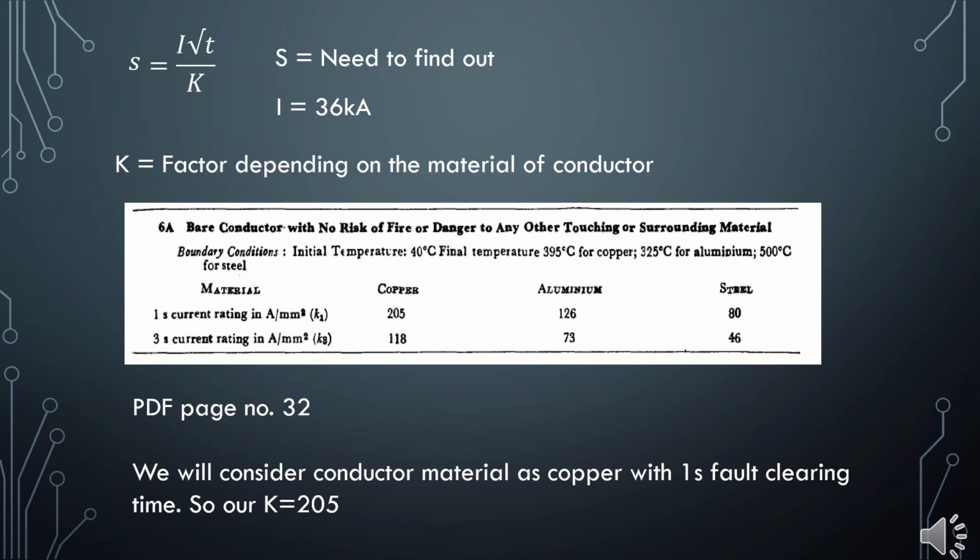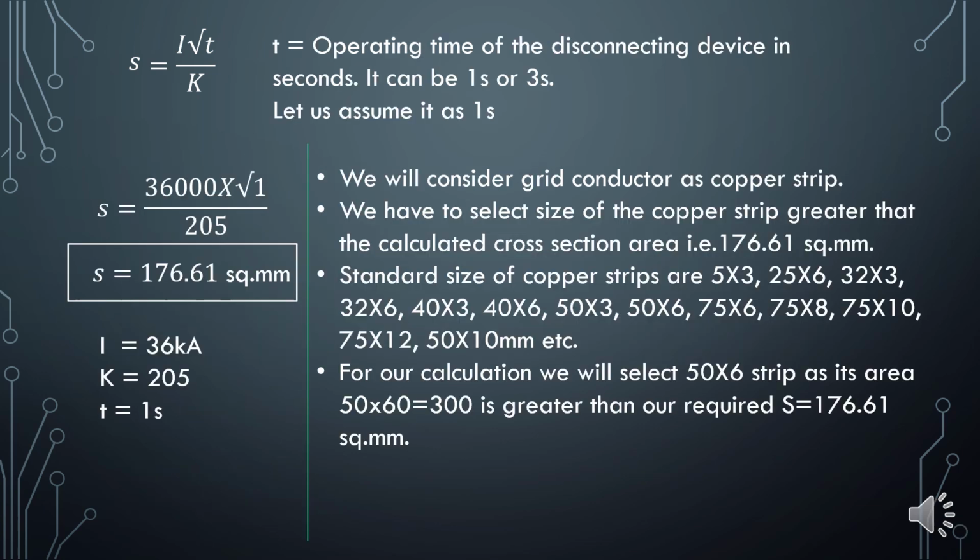K is a factor depending upon conductor material. We can select the value of K from the chart given in standard. We will consider here copper conductor with 1 second fault clearing time, so our resulting K will be 205. T is the operating time of the device in seconds. We will consider 1 second for our example.